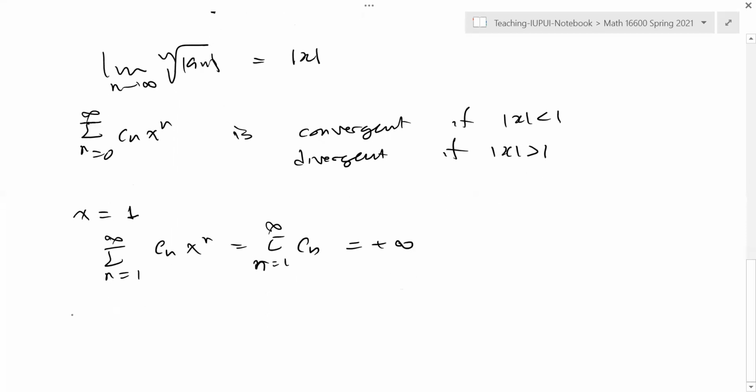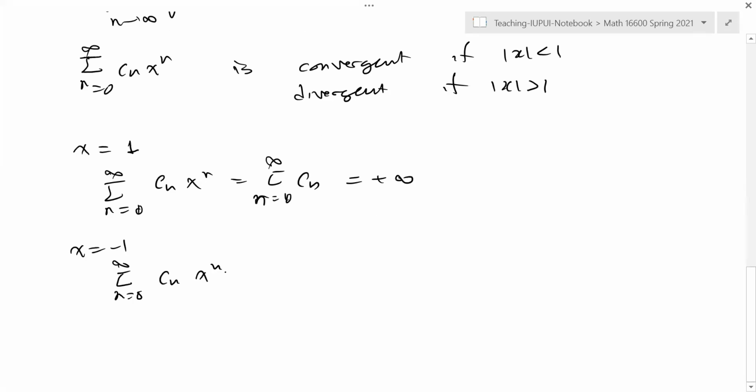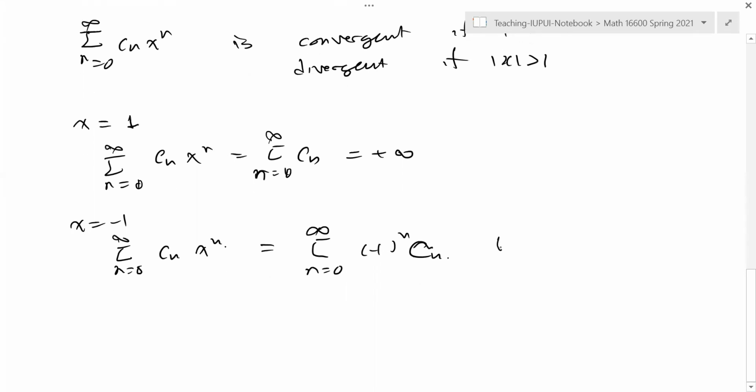When x equals -1, you need to look at it carefully. This is going to be an alternating series. I think we can combine terms. So this is divergent too. The limit does not exist. Why is it divergent? You have to take some more time to check.